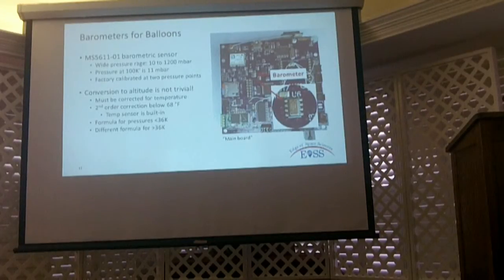Now, converting between barometric pressure and altitude is not exactly an easy thing to do. I thought it was going to be easy. Shoot, it's just math, right? Well, yeah, it's just math. But you've got to correct for temperature. So the nice thing is the chip's got a temperature sensor in it. So, okay, you use temperature. And then there's a second order correction. There's one you need to do below 68 degrees F, which is mostly where we fly. And then there's one formula used below 36,000 feet, a different one for above 36,000 feet.